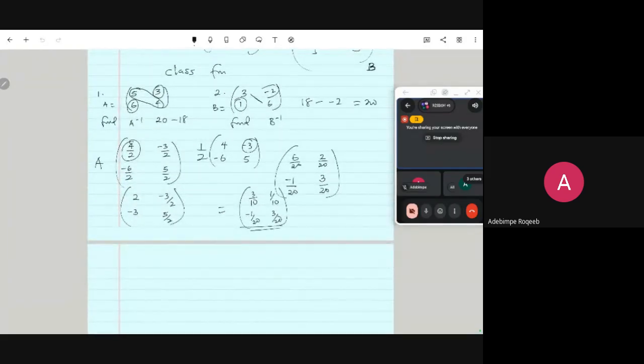Yes, sir. Consider matrix is simple, right? Yes.